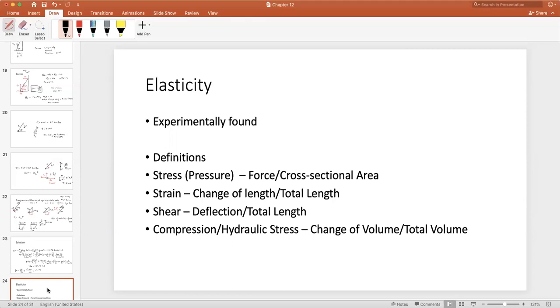Shear is deflection. So if you bend something, how much it's bent by, over the total length of the object, and we'll explain that later. And lastly, when you apply pressure to a solid, like dropping it to the bottom of the ocean, that pressure compresses it and changes the volume. So a compression is a change of volume over a total volume. Those are the things we're talking about. It'll be clearer as we go through these problems.